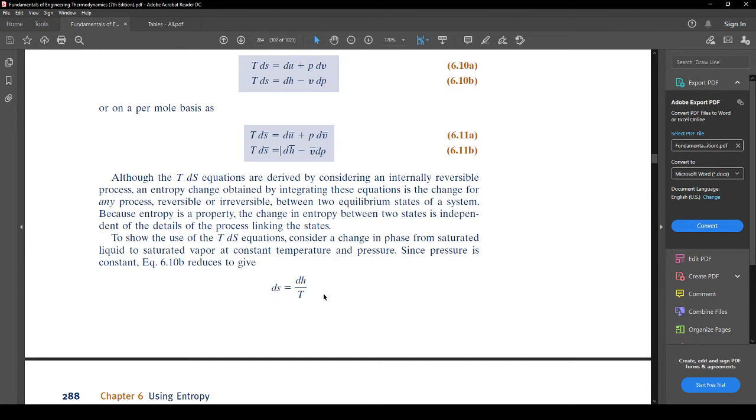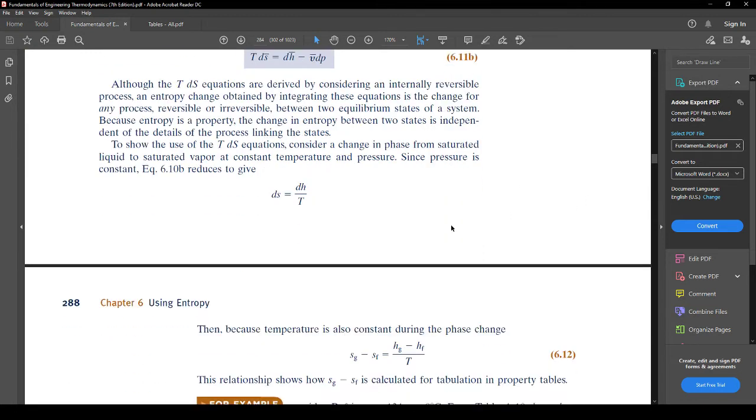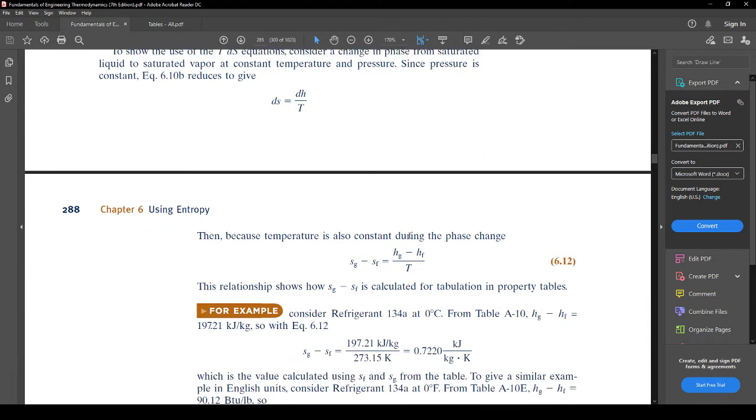Since pressure is constant, equation 10b, which we're going to look at right here, is reduced to the following. dP would be equal to 0, so that would go away, right? And then at a constant temperature, we move this to the other side, and so dS would be equal to the change in enthalpy divided by the temperature, right? Okay. And it says then because the temperature is also constant during the phase change, you would just have Hg minus Hf over T is equal to Sg minus Sf, because we're talking about going from one phase to the other, the liquid to the vapor.